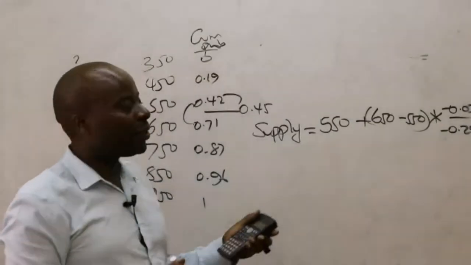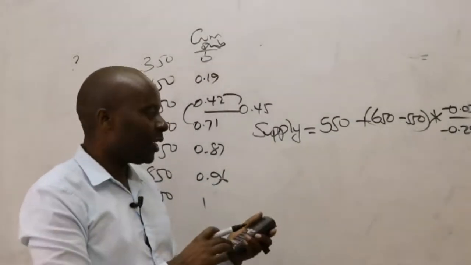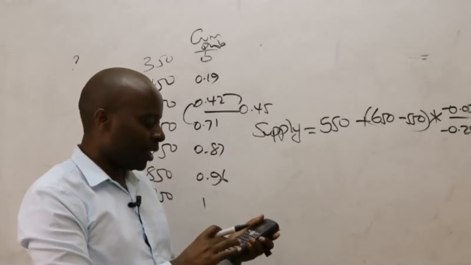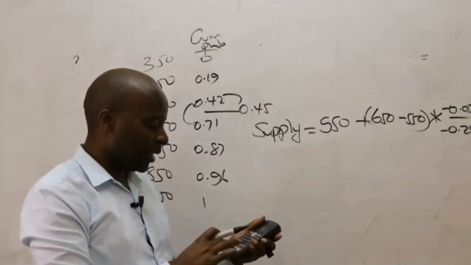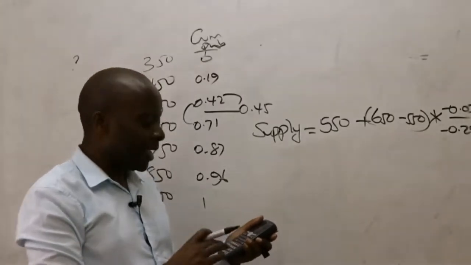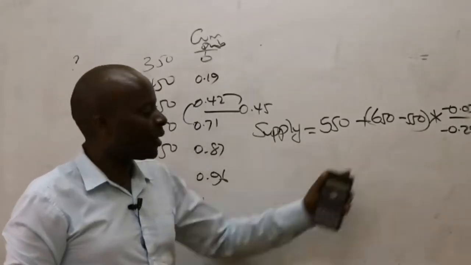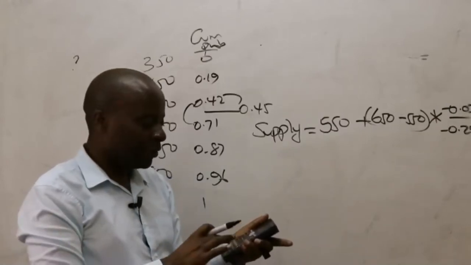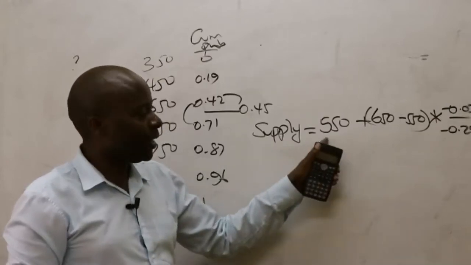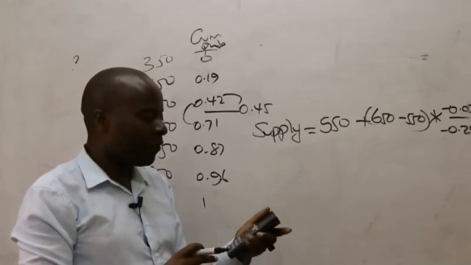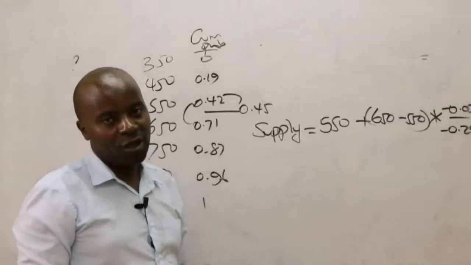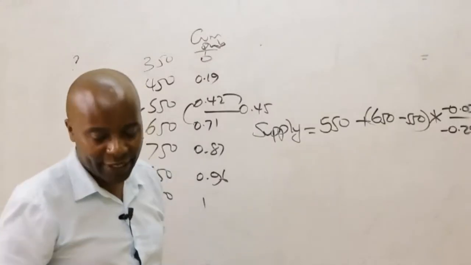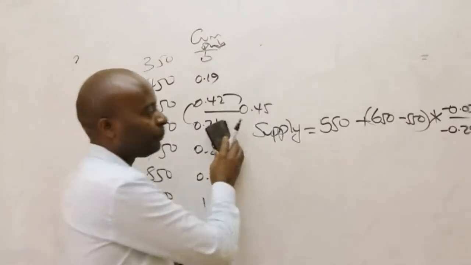Now from there, we divide. We have 0.03 divided by 0.29 equals whatever I get, times 100, because the difference here is 100, plus 550. So we have 560.34, which is the same as 560. I hope now that is clear.